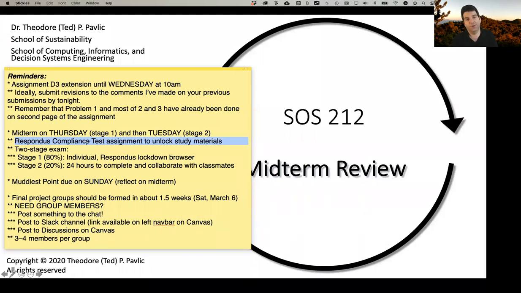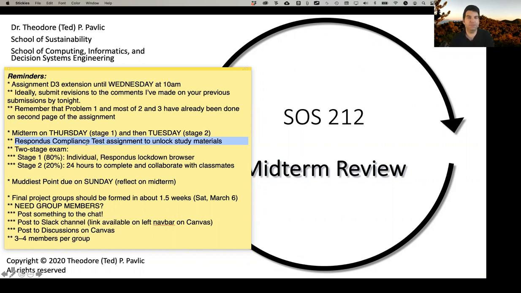But the other thing it unlocks for you that's already available are all the midterm studying resources. So I've got at least two sample midterms from previous semesters that you can access. I've got a generic sample practice midterm, solutions for that, a video describing those solutions. A bunch of study resources for the midterm are there in that module.